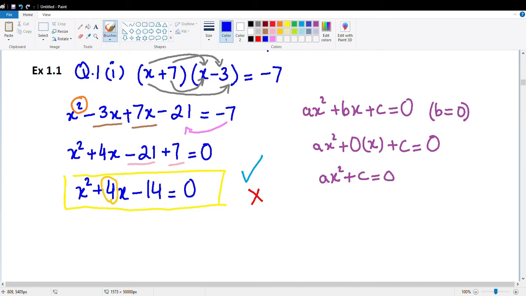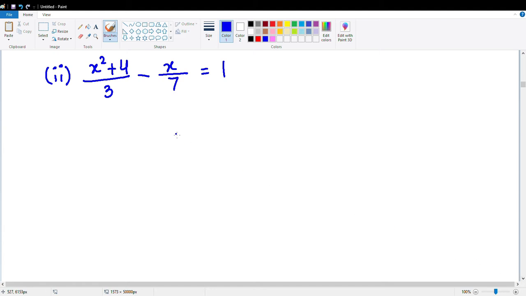Now let's move on to the second part. Let's write right here: we have x squared plus 4 over 3 minus x over 7 equals 1. Let's just move down.